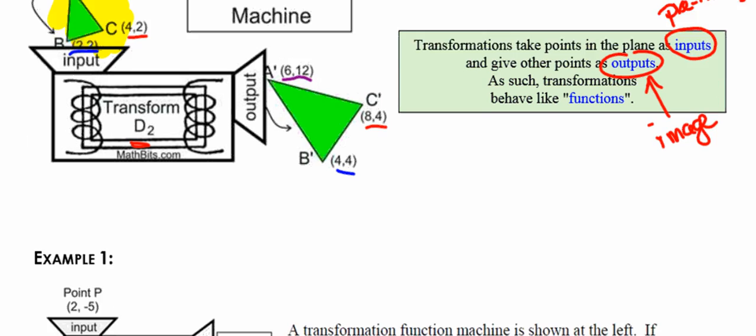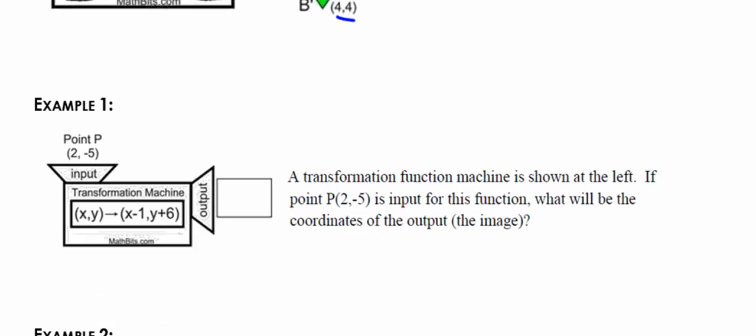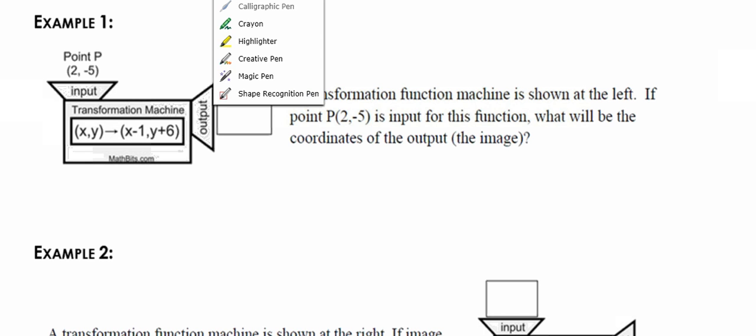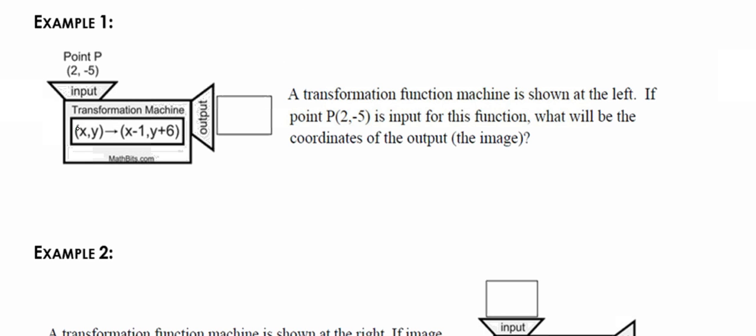All right, so let's go ahead and look at this second example. It says a transformation function machine is shown at the left. So the transformation that's being performed on whatever points we choose to input into this machine is the transformation that'll move any point with coordinates x, y by subtracting 1 from the x value and adding 6 to the y value. So the point that we're going to input into this machine is point P with coordinates 2, -5. And it wants to know what the output is after this particular transformation has been applied.